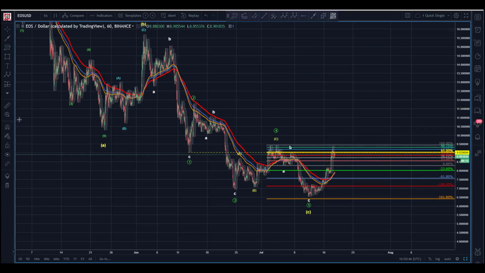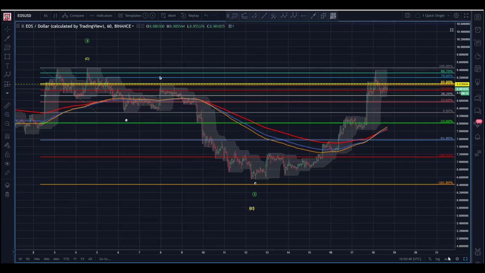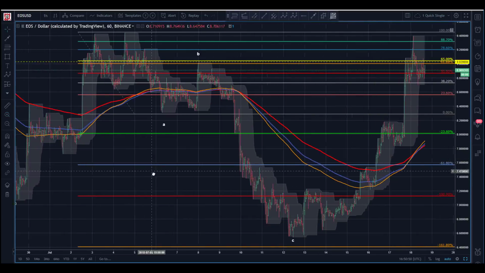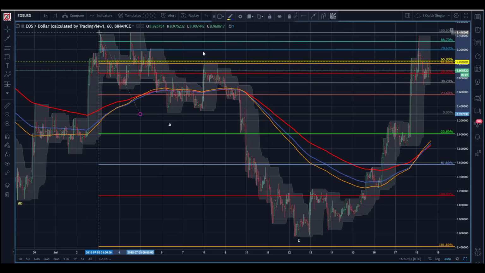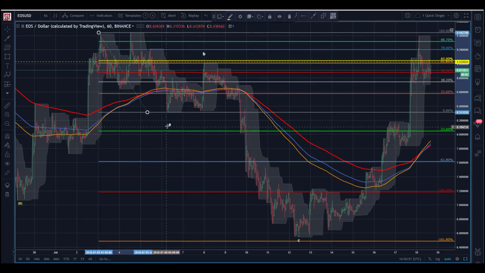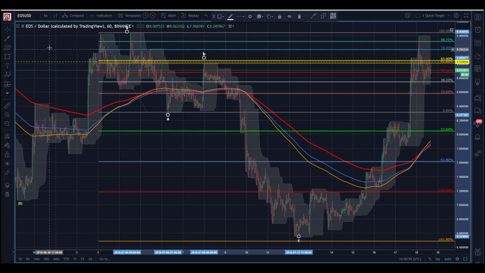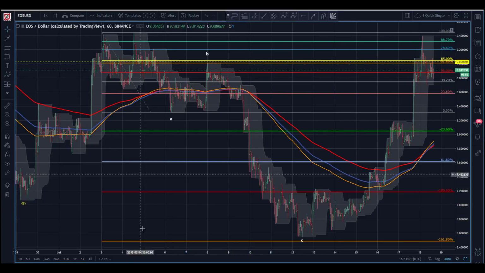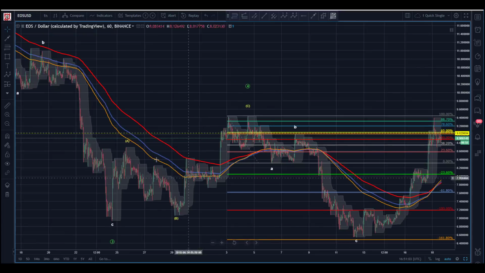Now let's blow that up so you can see it. Here, let me get this dialed in right on it. So there's my pivot high. There's my pivot low for my A wave. All right, so what do we do here? Here's the B wave. Interesting.